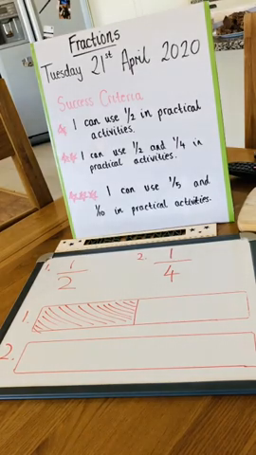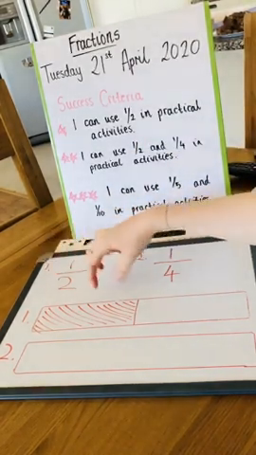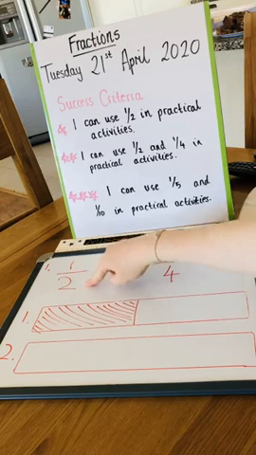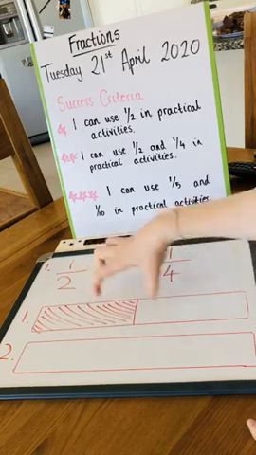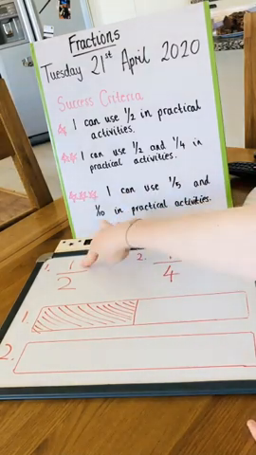We have found half, so we've used the half fraction here to split this into 2. So we've looked at the bottom number and it says you want it in 2 parts and we only want one of them, so we've only shaded in one of the parts.